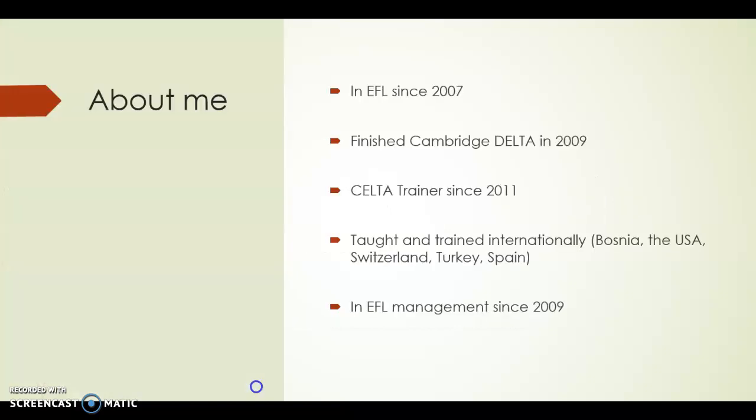But first, let me tell you a little bit about myself. After finishing university, I started working in EFL in 2007 when I did the Cambridge CELTA. Following that, I completed Cambridge Delta in 2009 and shortly after started working as a CELTA trainer. In my career, I have worked as a member of staff and a freelancer for multiple language schools in Bosnia, the USA, Switzerland, Turkey, Spain. I moved to management in 2009 and have worked in various positions as a senior teacher, as an assistant director of studies, and director of studies.